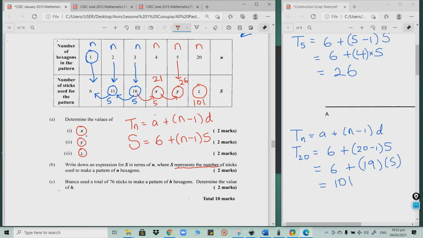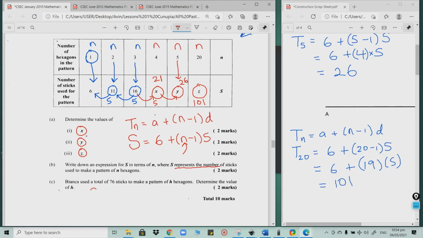So they just wanted us to update this formula. Instead of calling it Tn, they want us to call it S. We know a is 6, and we know d is what? 5. So that means we can use this formula to find the amount of sticks once the examiner tells us the value of n. Now, don't get me wrong, we could simplify this formula if you want to.